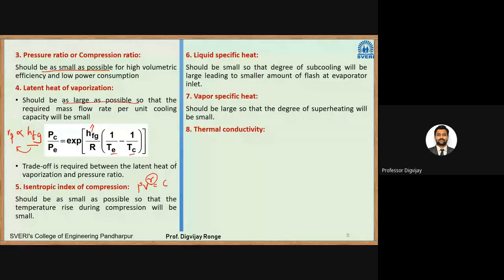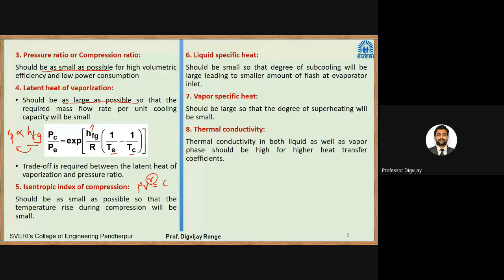Okay, so we move towards the next property, that is thermal conductivity. This you have studied in your subject heat and mass transfer. You have studied in conduction that the rate of heat transfer is directly proportional to the rate of change of temperature. So Q is directly proportional to dT by dt. Then they are using a constant. That constant we call the thermal conductivity. So the higher the thermal conductivity, the higher will be the heat transfer.